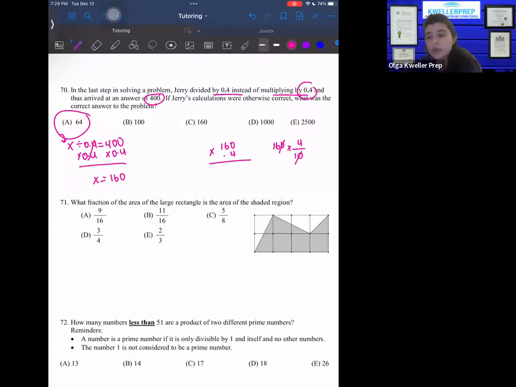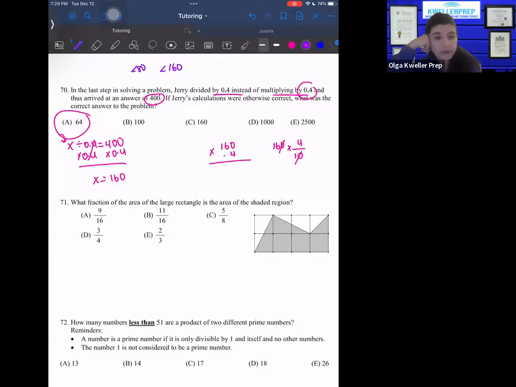Another way to do it quickly is realize you're multiplying 0.6 by a fraction, right? So you expect your value to be less than 160. And you expect your value to actually be less than 80 because 80 is half of 160, right? That's 0.5, but 0.4 is smaller. And the only answer that's smaller is A.